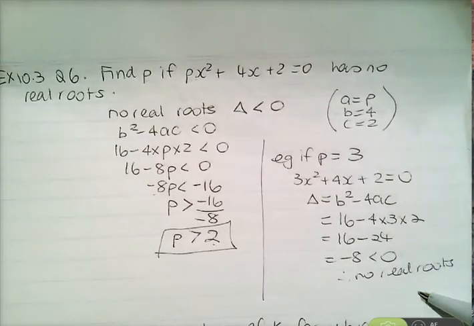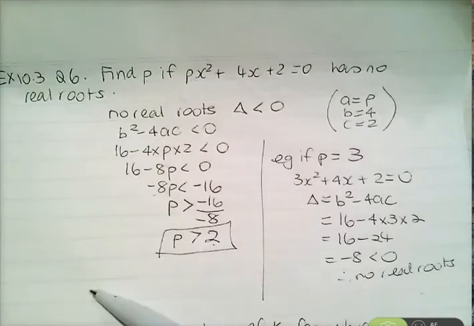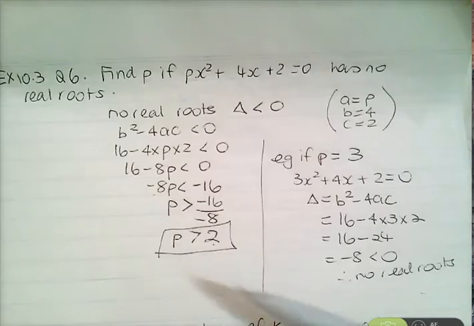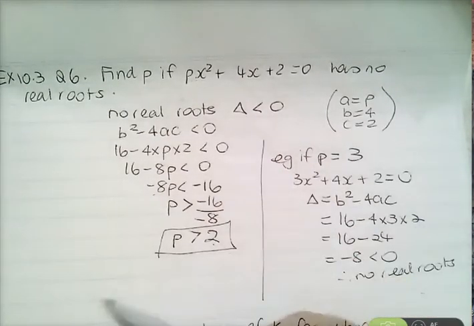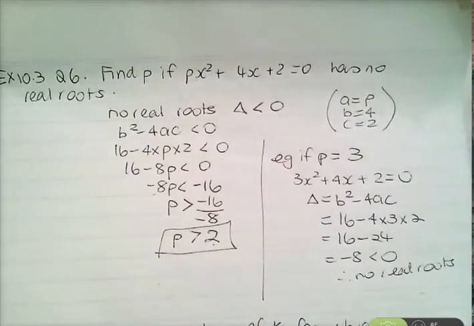So we can see that if p is greater than 2, for example, if p is 3, I have no real roots. If I chose a value of p that was less than 2, I would find that I have roots. For example, if p was 1, I would find that I do have roots. But if p is greater than 2, there are no real roots. Okay, let's look at question 7.